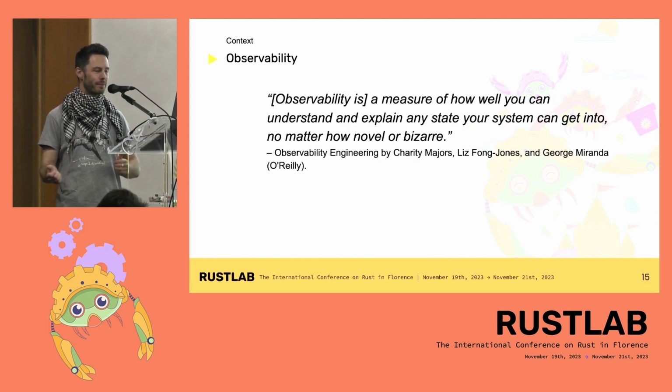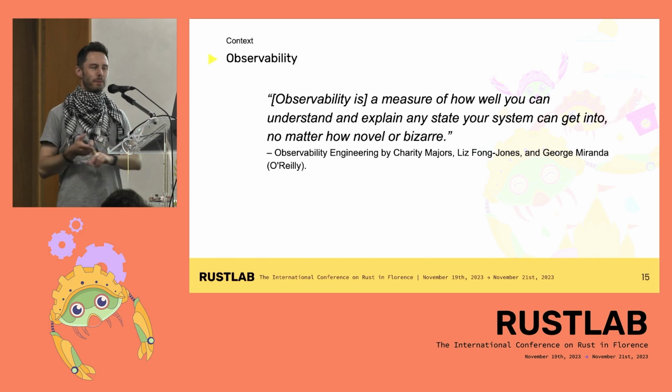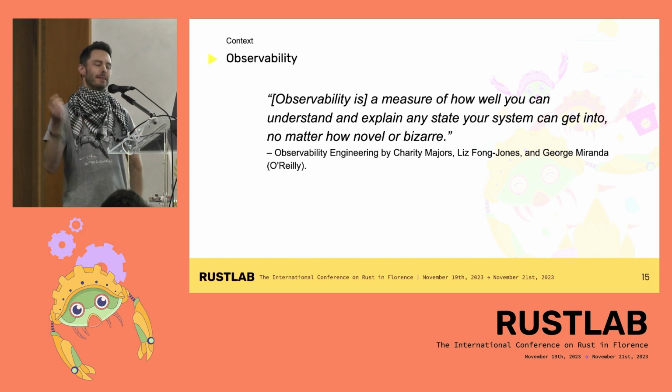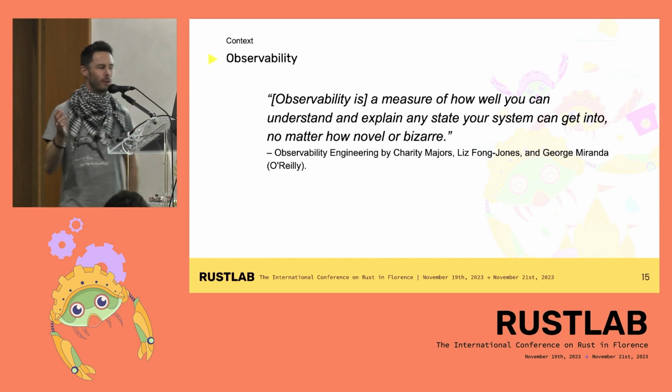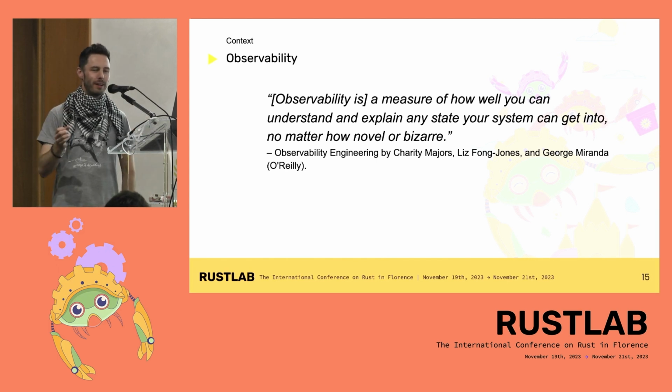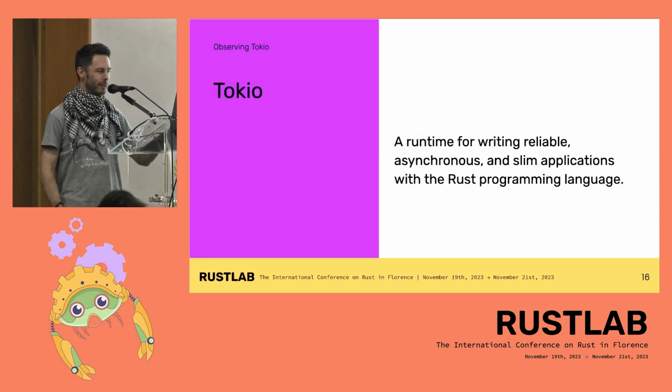What's observability? If you look this up on Google, you usually see the three pillars of observability are logging, metrics, traces. But I much prefer this definition from the Observability Engineering book, which is observability is a measure of how well you can understand and explain the state of any state that your system can get into, no matter how novel or bizarre. Do we have this sort of full observability in Tokio? No, not yet. But we might have more than you think.